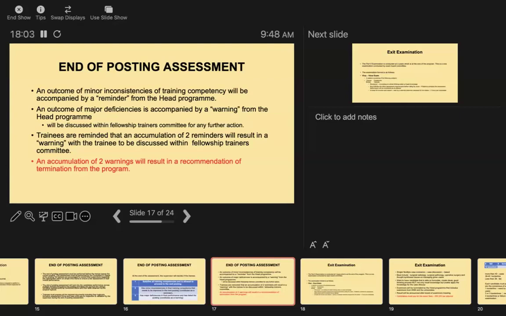Trainees are reminded that an accumulation of 2 reminders. Reminder kena dapat, next posting pun reminder juga. So this will result as a warning. Okay? And an accumulation of 2 warnings will result in a recommendation for termination of the program. But this is pending for the discussion. Bukan automatic, but pending with the discussion. Okay?